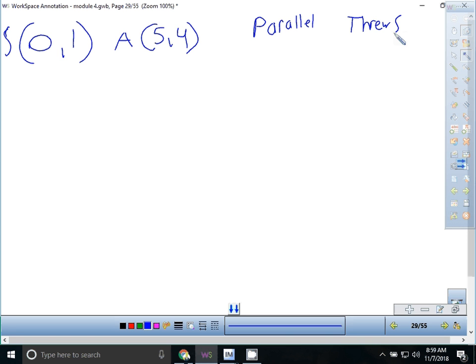All right, y'all try it. So the 2 points, Sean and Anna's points, were 0, 1, and 5, 4. We want to write the equation of a line that is parallel to 0, 1, 5, 4. We want to go through point S. So see if y'all can write that equation, okay? If you have a question, say something. If you get an answer, check with those around you.